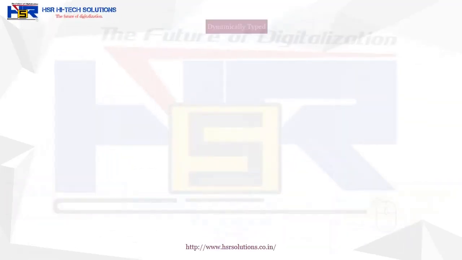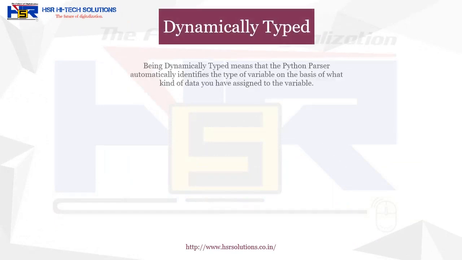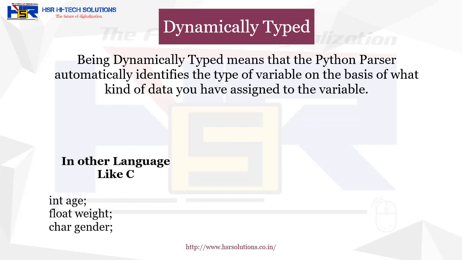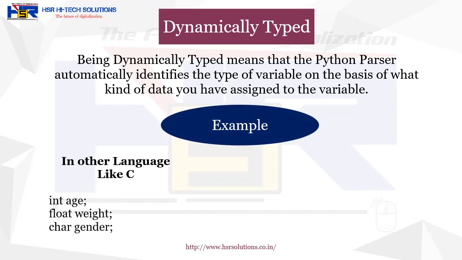Now we will consider why Python is called dynamically typed. Actually, the Python parser automatically identifies the type of variable on the basis of what kind of data you have assigned to the variable. In C, we have to declare all the variable names initially in the code, like integer age, float weight, character gender, meaning we are declaring all the data types of the variables initially. But in Python, you can assign a value to a variable without declaring any data types, and Python will understand it automatically, and you may also change the variable value anytime in the source code.